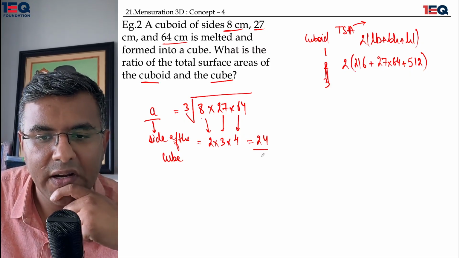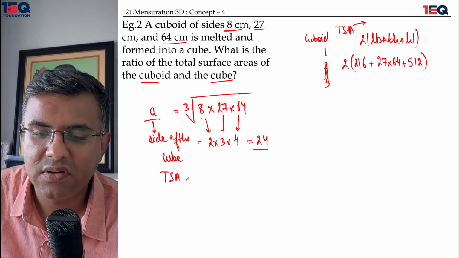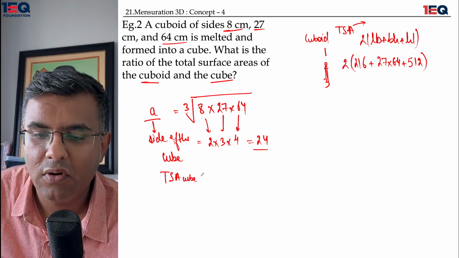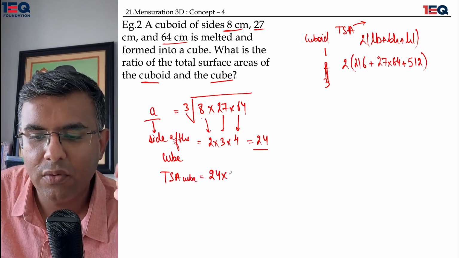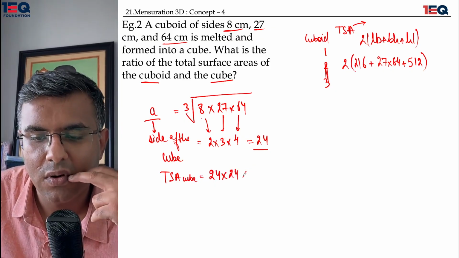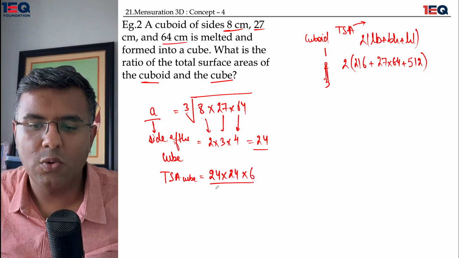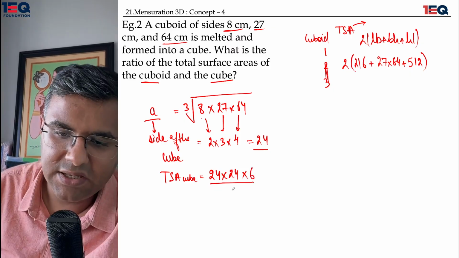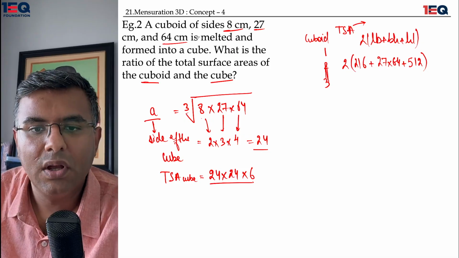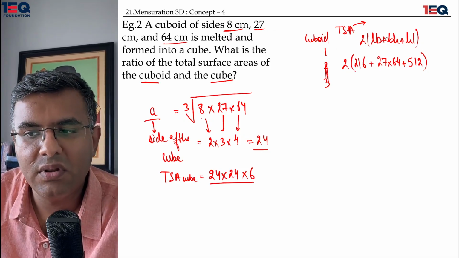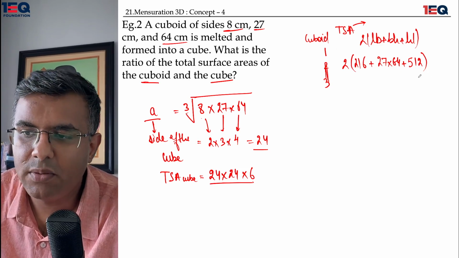Now I need to find out the total surface area of the cube. The total surface area of the cube is equal to 24 into 24 into 6, because the formula is 6a square. So 24 into 24 into 6, this is the TSA of the cube. Now going back to the cuboid. In the cuboid, I found out the TSA like this. I think we should solve it up now.